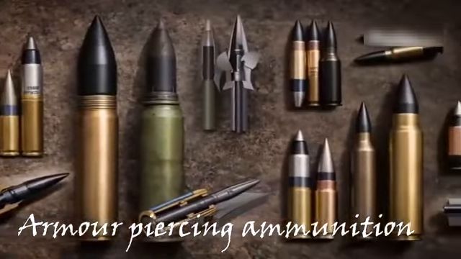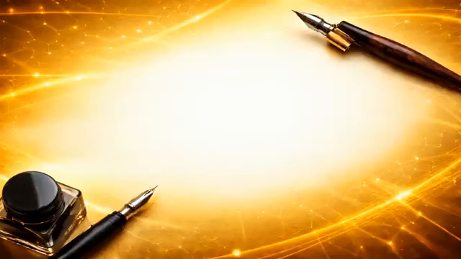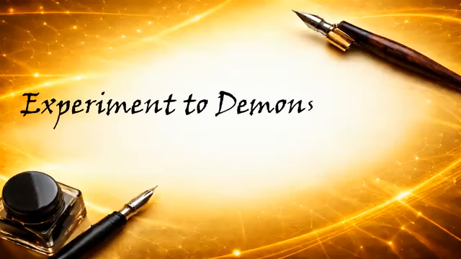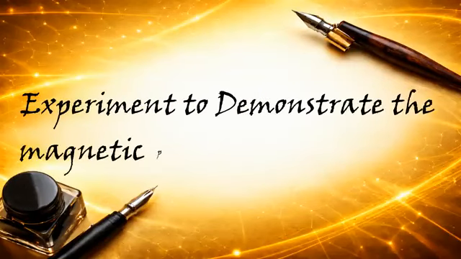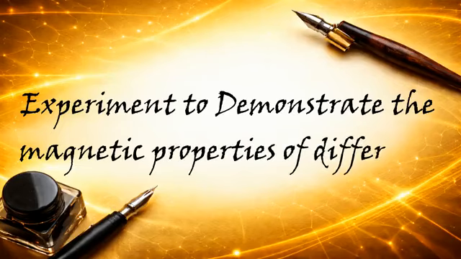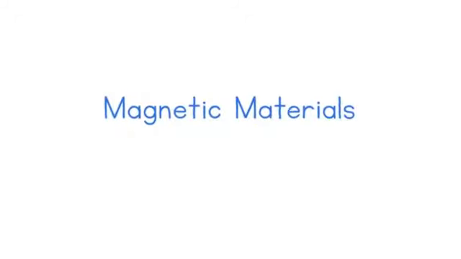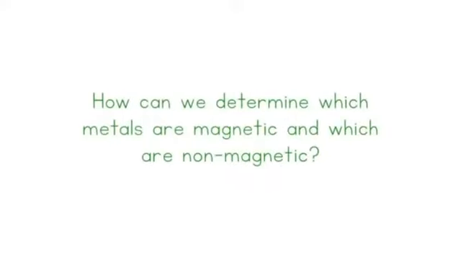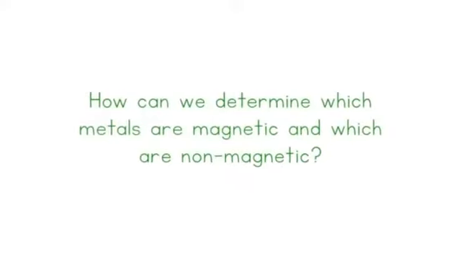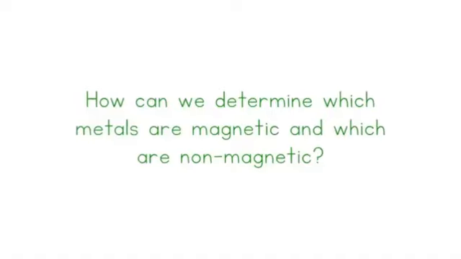Now let's take a look at some experiments. Experiment to demonstrate the magnetic properties of different materials. Magnetic materials, metals and magnets. How can we determine which metals are magnetic and which are non-magnetic?